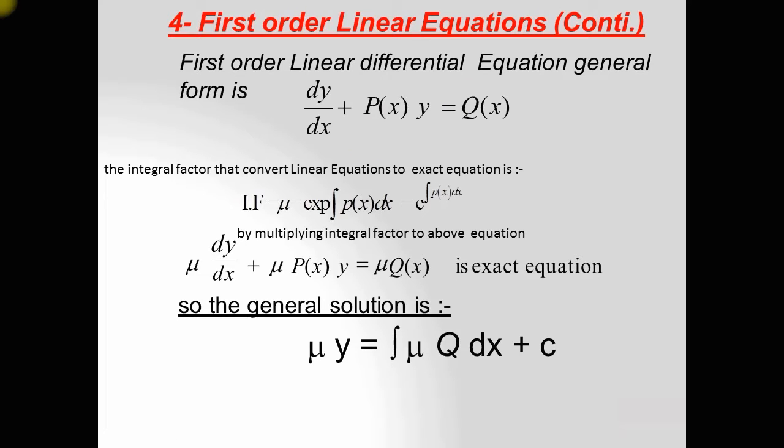So first of all, find the integrating factor. The formula for the integrating factor is e power integration of P function with respect to x, and then multiplying that integrating factor to the given differential equation, the given differential equation will become an exact equation. Easily we can find the solution of a linear differential equation after finding the integrating factor by using this formula. Suppose the integrating factor is represented by mu. Integrating factor multiplied by the dependent variable is equal to integration of the product of integrating factor and the Q function with respect to x plus c.